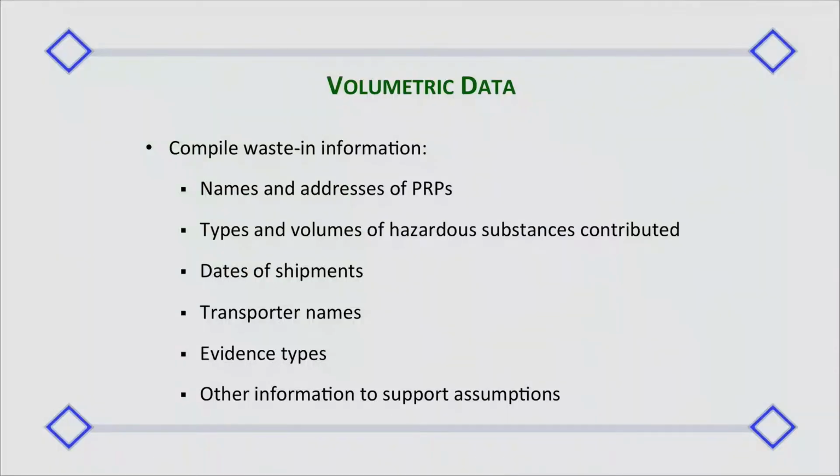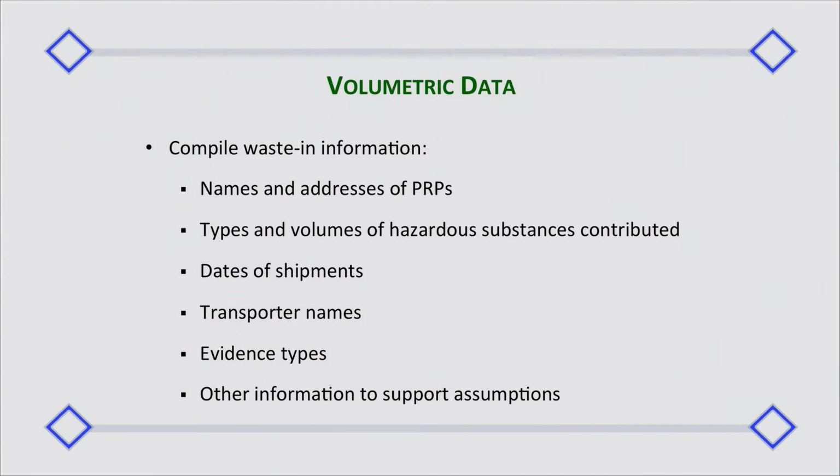One of the tools often used to assist in the PRP search is a volumetric ranking. This tool helps to organize PRPs based on their relative contribution of hazardous materials to the site. Volumetric ranking also allows parties to organize themselves with other parties with similar contribution levels to assist with settlements.